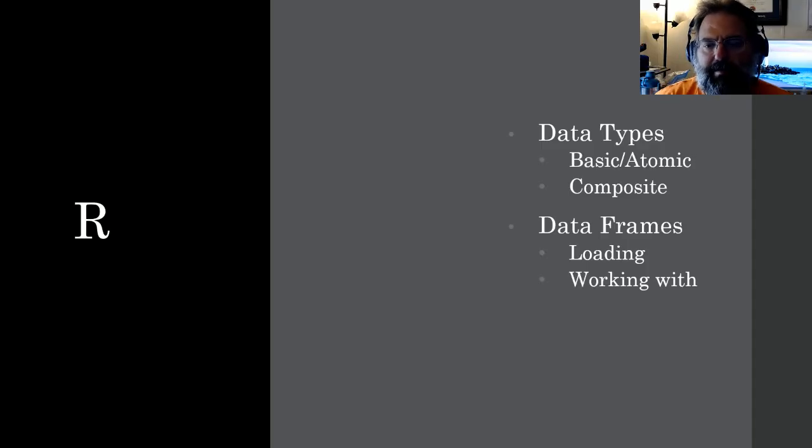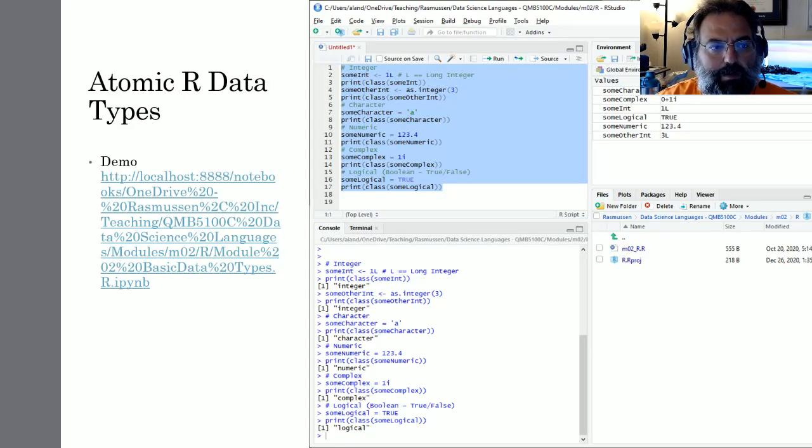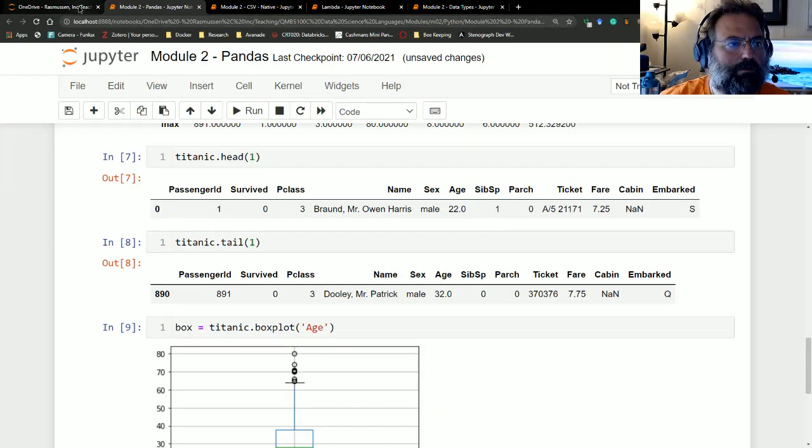Talking about data types and data frames inside of R. So a similar sort of concept, although a few less data types, I think, in R than there are in Python. So you do have the basics of integer, characters, numeric, complex, and so on. And you also do have the composites: vectors, which essentially is an array, a matrix, and a data frame. So we'll go ahead and shift back over and do R at this point.